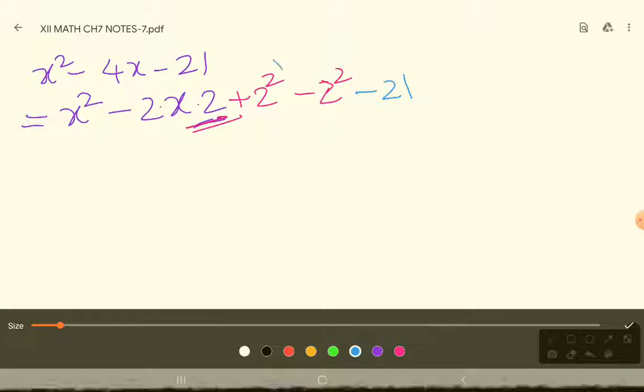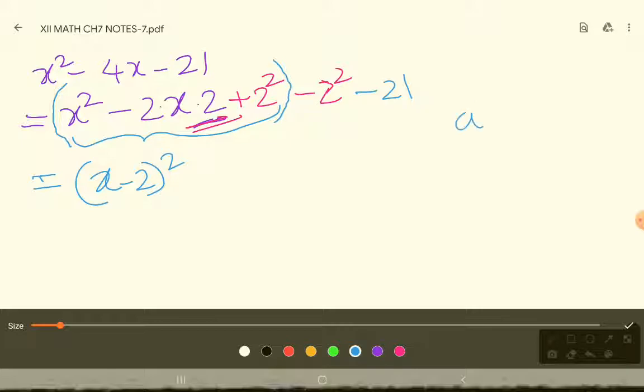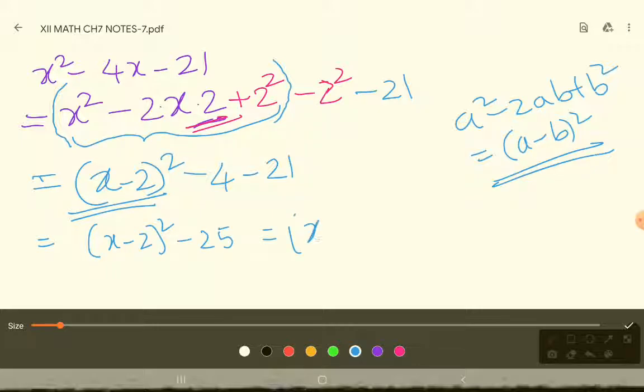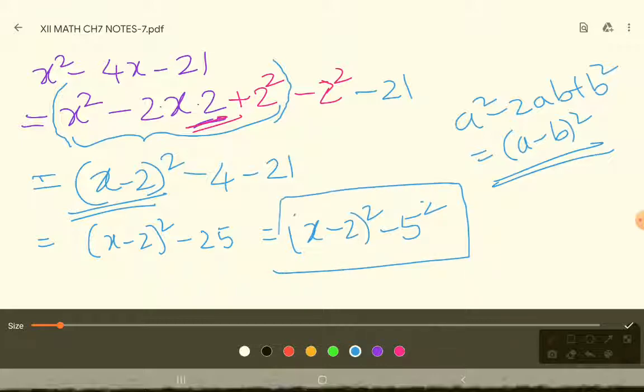So this is a completed square, which means this can be written as x minus 2 whole square. The reason: I applied a square minus 2ab plus b square, which is written as a minus b whole square. So x minus 2 whole square minus 4 minus 21. So you get x minus 2 whole square minus 25, which is equal to x minus 2 whole square minus 5 square. So now this is a pure quadratic, there is no middle term, if you notice.